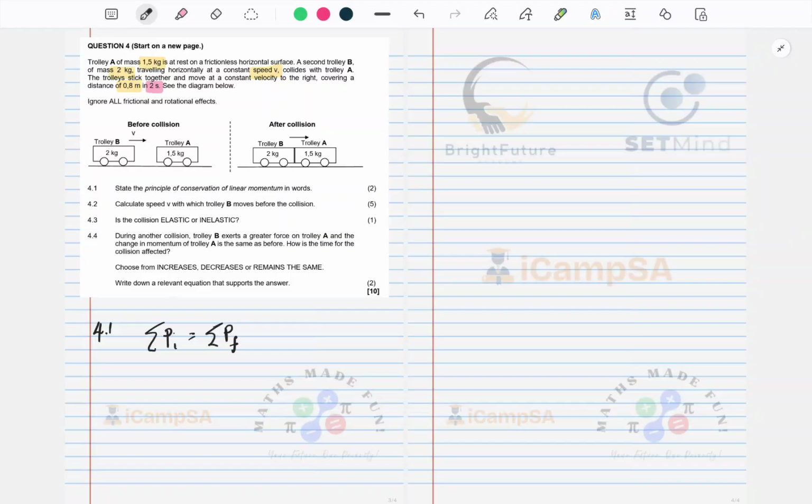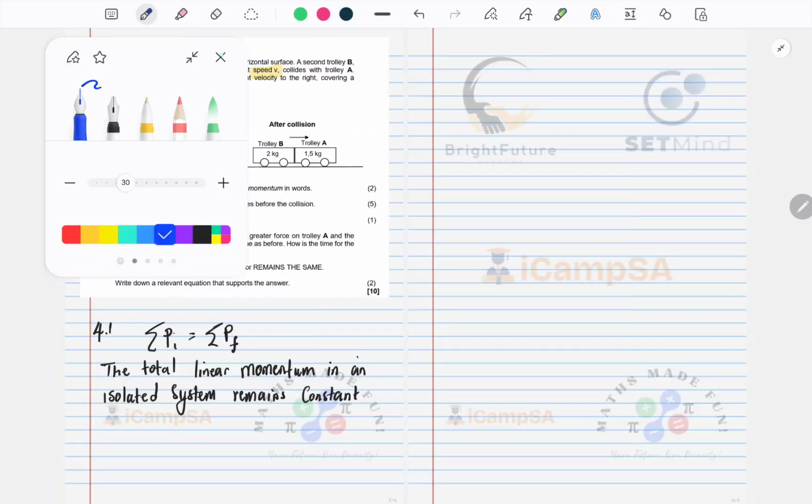Okay, right, let's write it down. The total linear momentum in an isolated system remains constant or is conserved, right? So it does not change. Before collision and after collision, it should remain constant. Okay, so now let's see question 2.